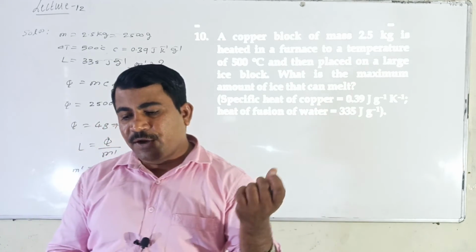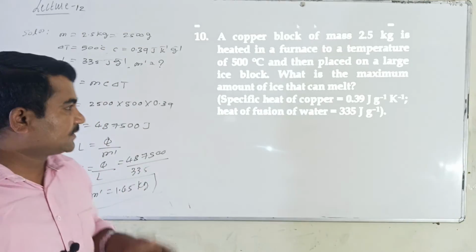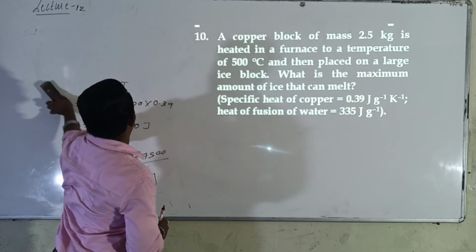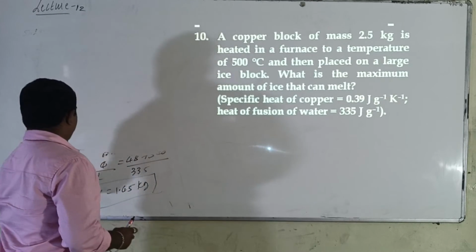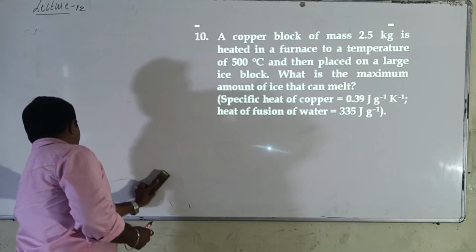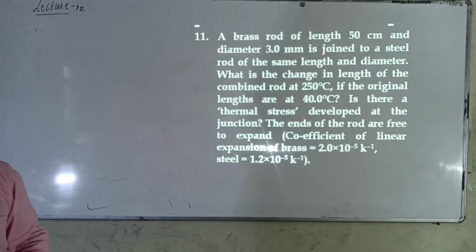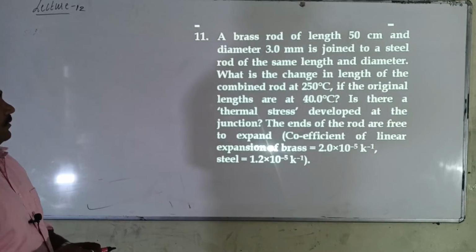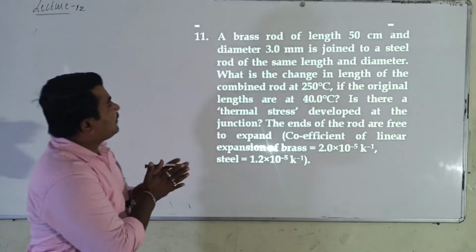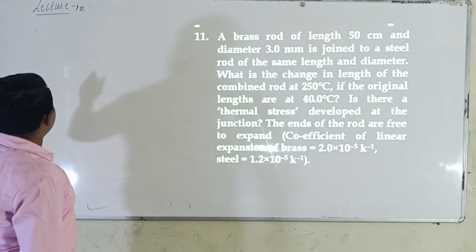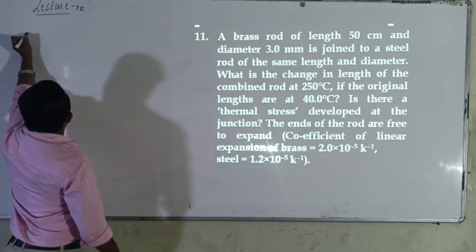Now let us take one more numerical. See here, shall I go for one more numerical? Right. Look at me. Very simple. A brass rod of length 50 centimeter. Shall I take the solution directly.